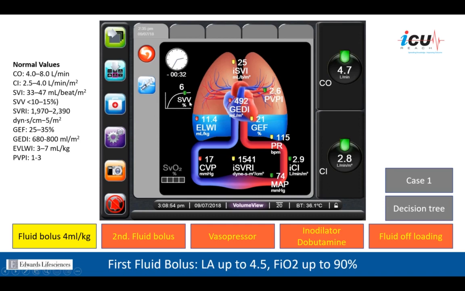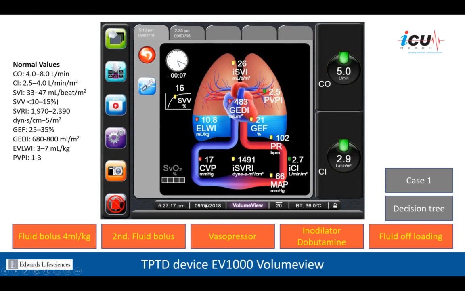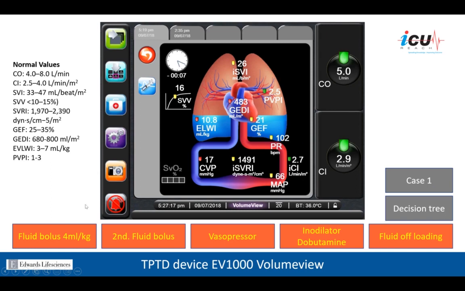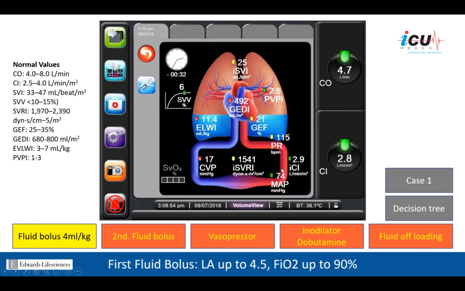Stroke volume variation now is 6. We improved his stroke index. Stroke volume index is up to 25. The global end-diastolic index slightly improved to 492. Global ejection fraction, what was it before? Was 21, still 21, no changes. Heart rate increased. Cardiac index slightly increased from 2.7 to 2.9.